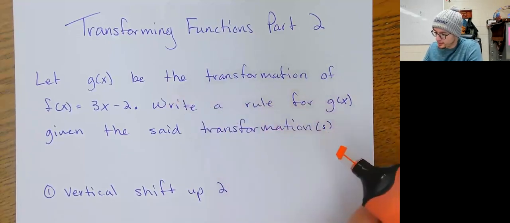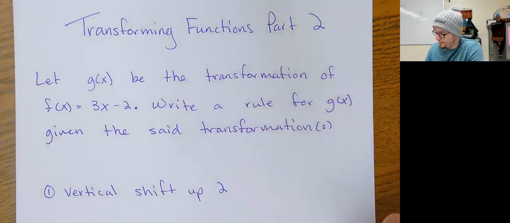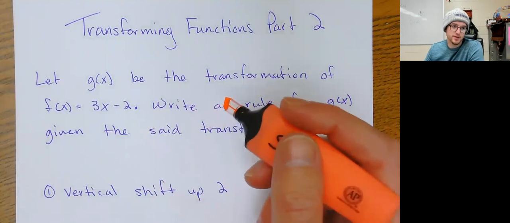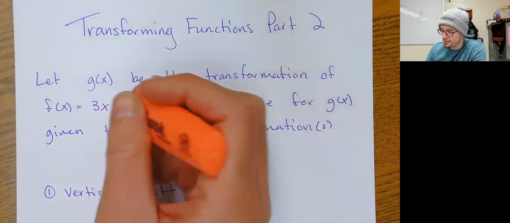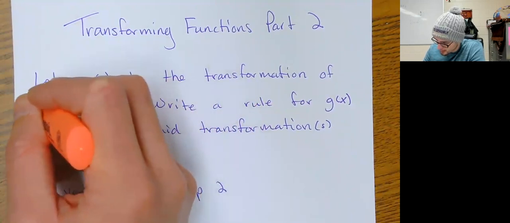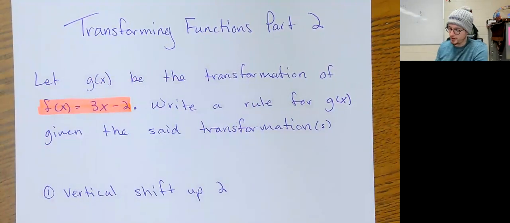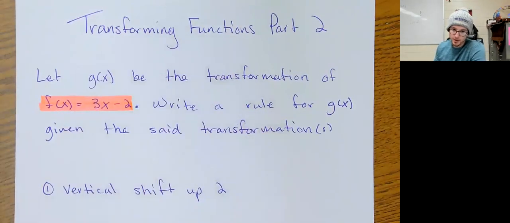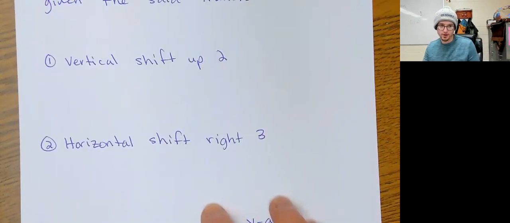So we're going to be solving for g of x just like before. So let g of x be a transformation of f of x equals 3x minus 2. Instead of f of x equals x, we're going to be transforming this same function for all of these examples. All right, so let's get started.